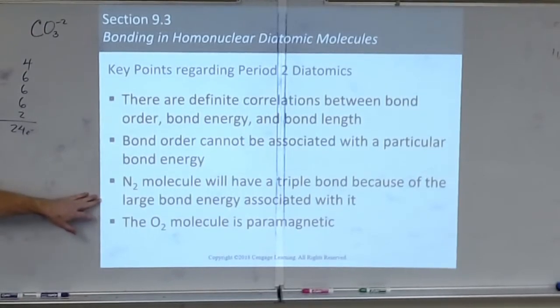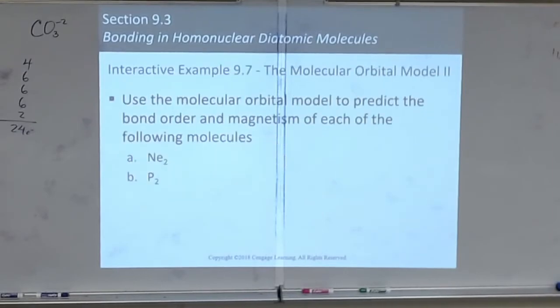N2 has a triple bond. If you build N2 with molecular orbital theory, you're going to see its bond order is 3. And we can do that with Lewis dot structures too, if we keep that in mind. And we notice that oxygen is going to be paramagnetic. Let's use the molecular orbital model to predict the bond order and magnetism of each of the following molecules. So Ne2.